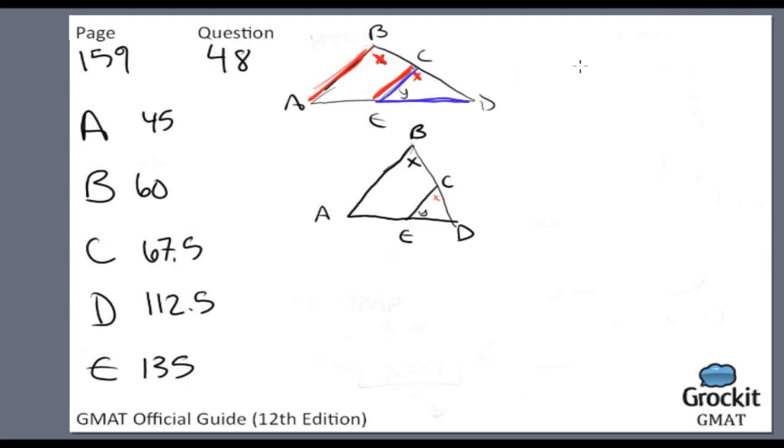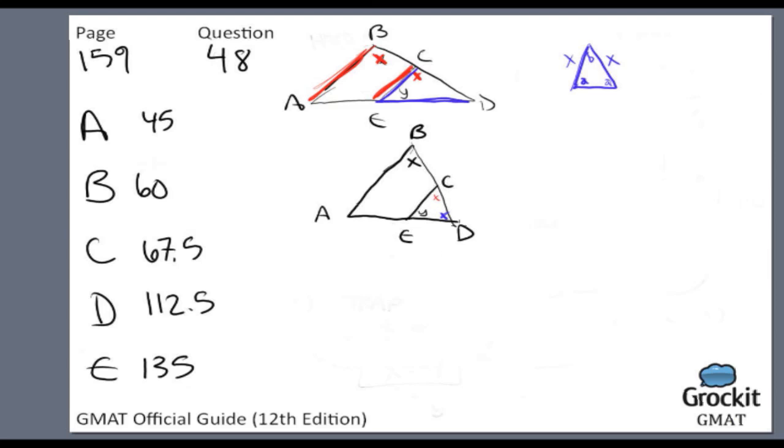Remember that isosceles triangles are triangles that have two sides that are the same length. The angles opposite those sides will have the same measure. So if the two blue sides have the same length, the angles opposite them are the same, which then means that this angle here is also x, because these are the two angles opposite the equal sides.